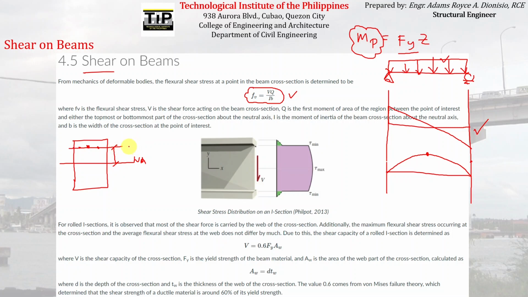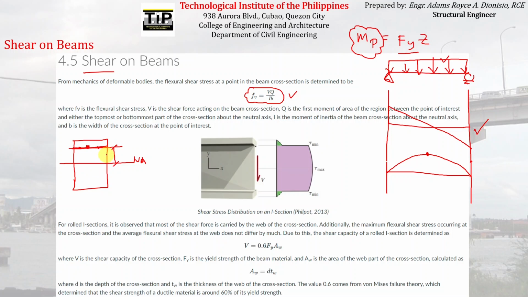We have found out that concept way back from mechanics of deformable bodies. We have known that the flexural shear stress being experienced on the cross section are just equal if they have the same distance from the neutral axis. Meaning, if you are considering the flexural shear stress of this particular point, it's just like considering the flexural stress acting on this whole part of the cross section. So how do we compute the magnitude of the shear stress on this particular part of the cross section?